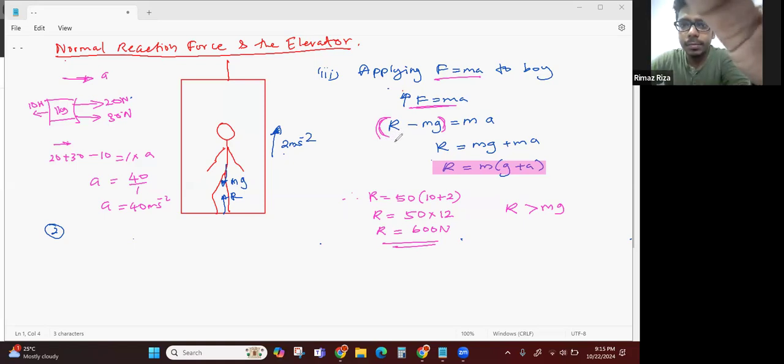Is it clear? 2ms minus 2, equal to, with that boy's mass, the R minus mg?